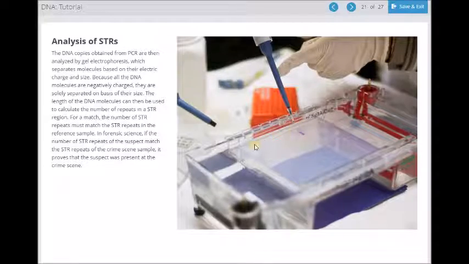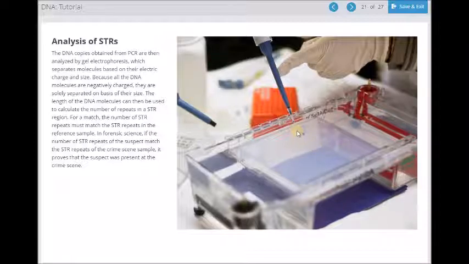I think the lighter stuff goes further. Anyway, you get this streak, and you put what you know in here, this is a known sample, and you put it next to an unknown sample, and you let it streak, and when it's done, you can visually compare the streaks for the STRs. And at the end of it, you get a unique pattern per person.